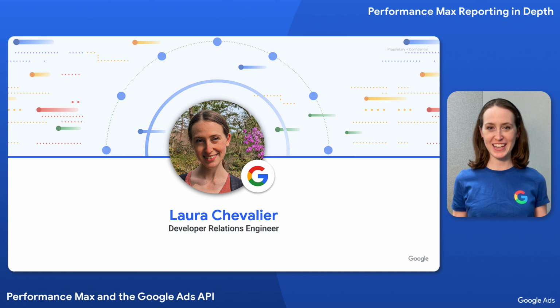I'm Laura Chevalier, and I'm a Developer Relations Engineer on the Google Ads API. I'm going to use the next 30 minutes or so to explain Performance Max reporting in the Google Ads API, which allows you to retrieve data about your campaign entities and settings, as well as data about how your campaigns are performing. Reporting is a massive topic, so we're going to waste no time and dive right in.